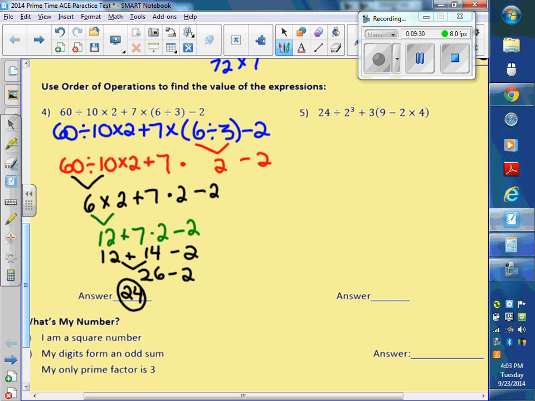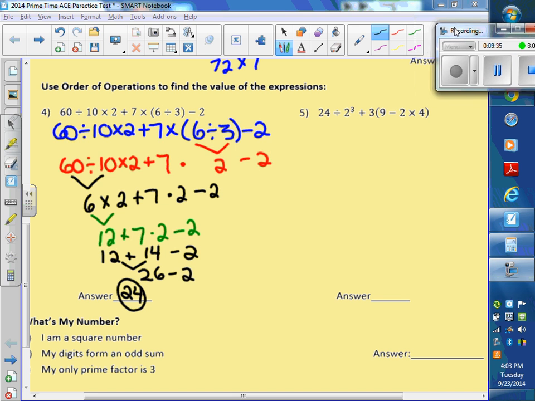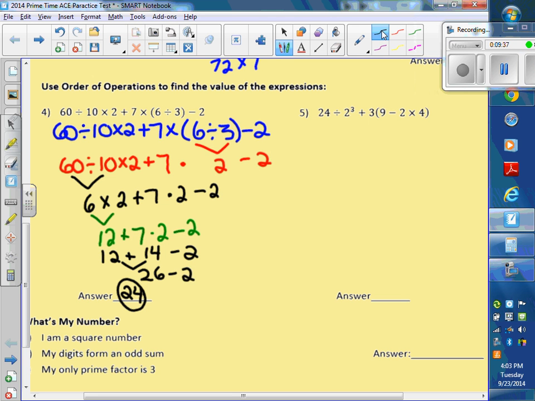Remember that every time you do an order of operations problem, it should sort of funnel down when you show your work, to get smaller and smaller until you have the final answer.